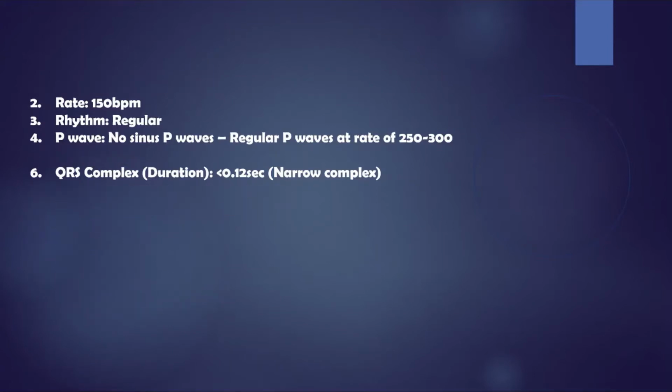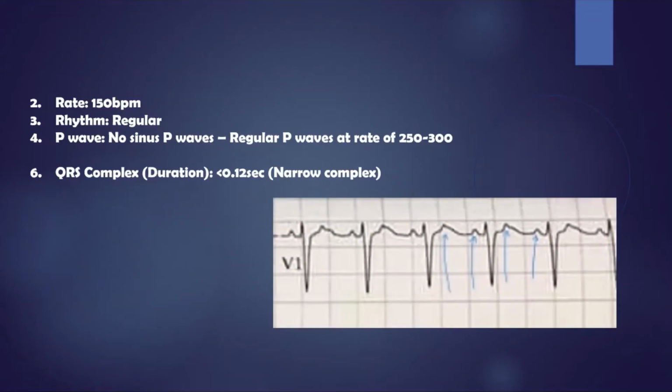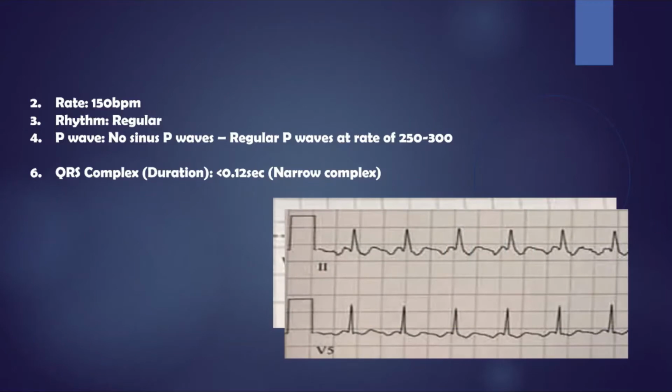So let's take a look at all of these important things. You can see upright P waves over here if you march them with calipers. And then you can see a 2-to-1 pattern over here. So this is atrial flutter with 2-to-1 block.